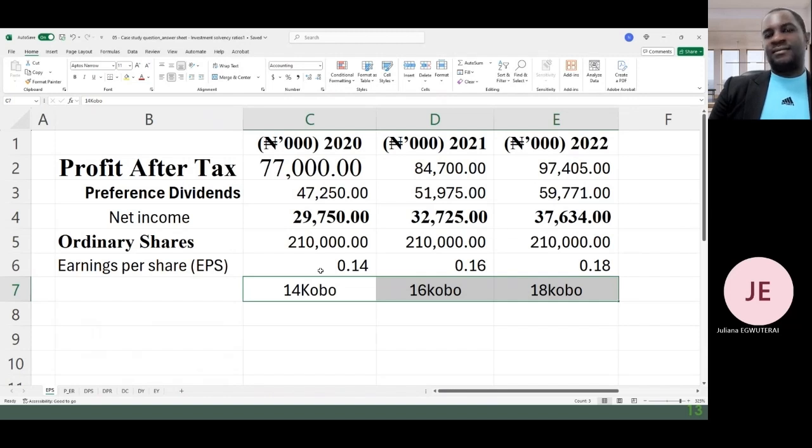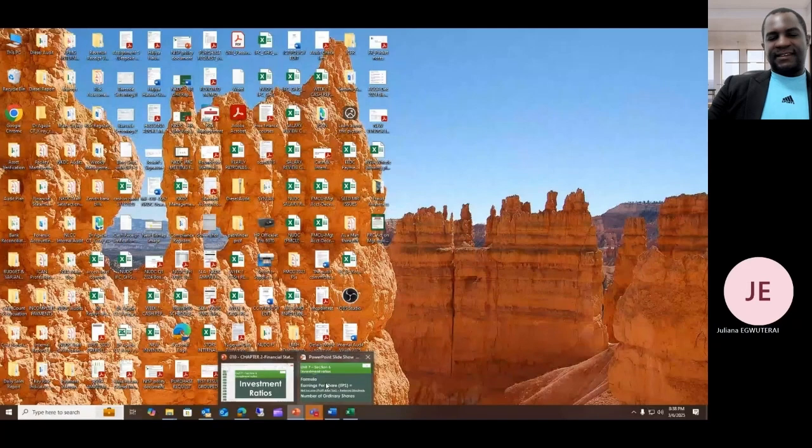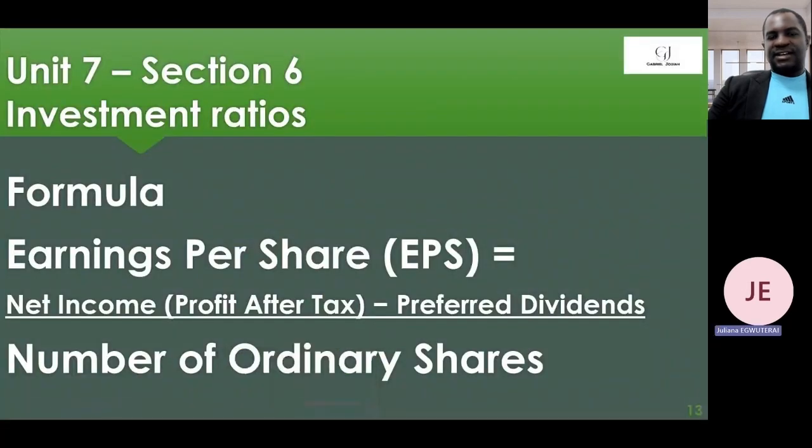value. That's a good one. Yes, in a financial year. So 18 kobo will give you 180,000 exactly. Okay. So that's what you have, added value.